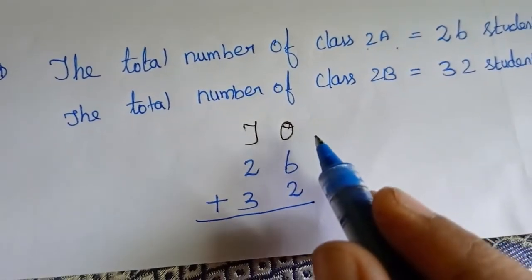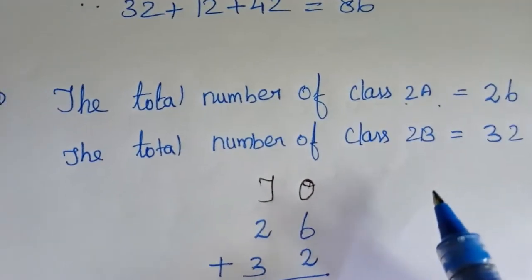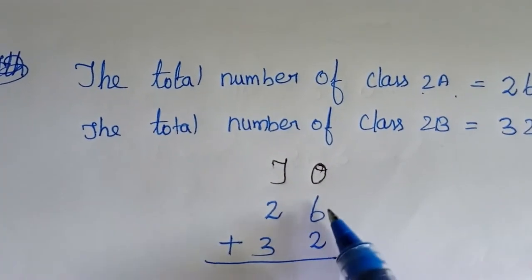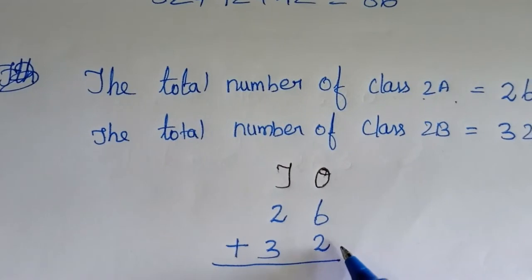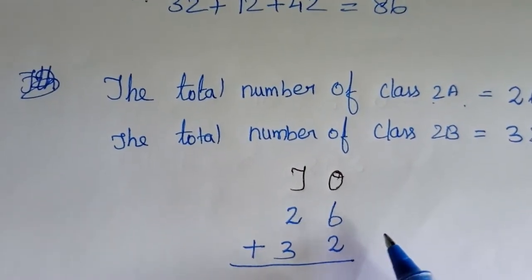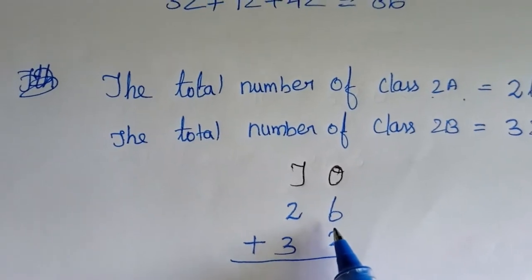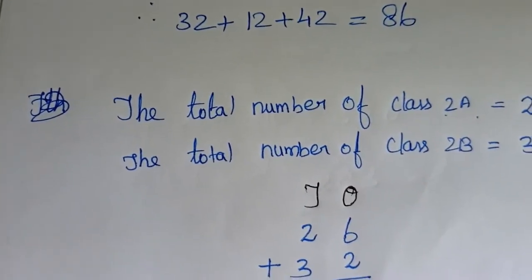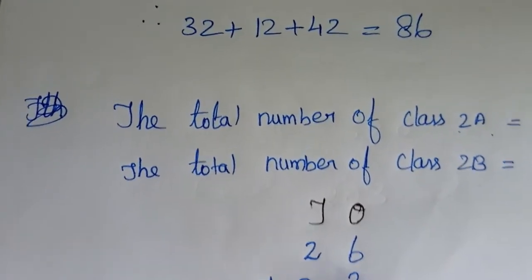So what do you want to do next? Yes, add the numbers in the ones place value, that means 6 and 2. So the next step is keep the bigger number in mind. So here the bigger number is 6. Keep 6 in mind and take two fingers, 6 after 7 and 8.